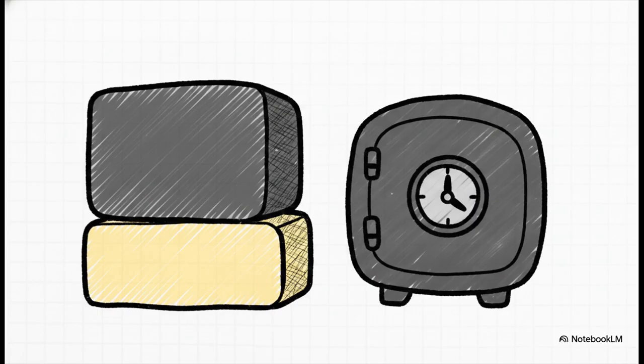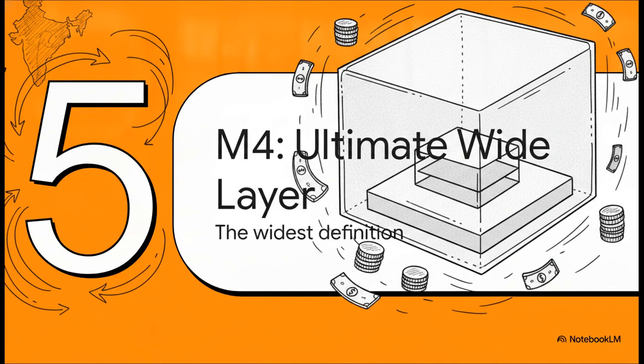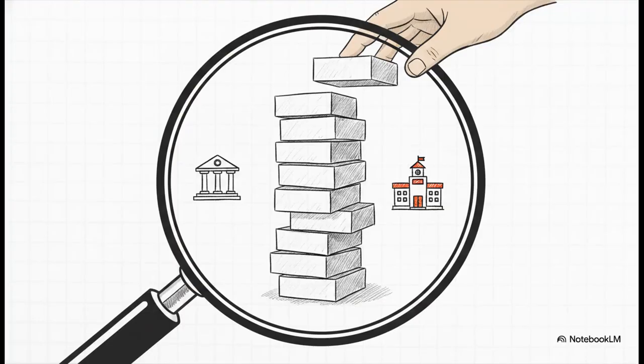So by adding time deposits to M1, M3 becomes the wider definition of money supply, and it's heavily monitored for macroeconomic planning. And finally, section 5, M4, ultimate wide layer. We've reached the very edge of our dashboard. Let's introduce the fourth and final layer of the RBI's structural metrics.